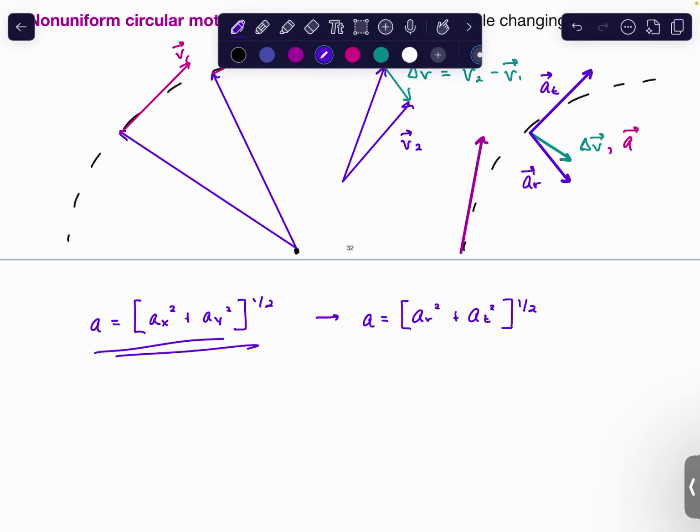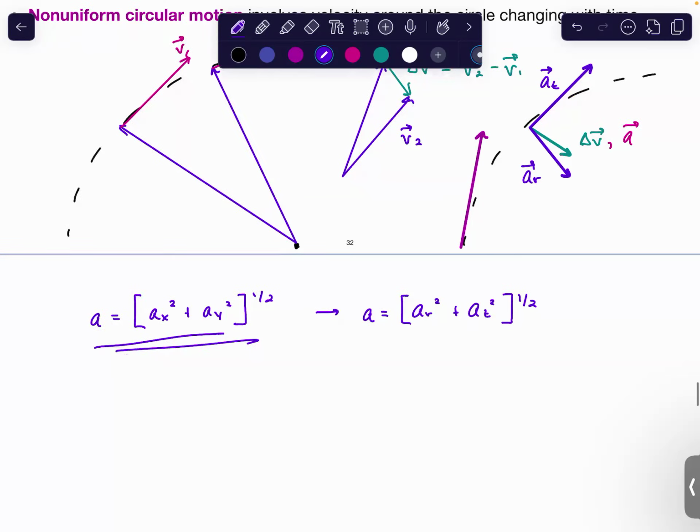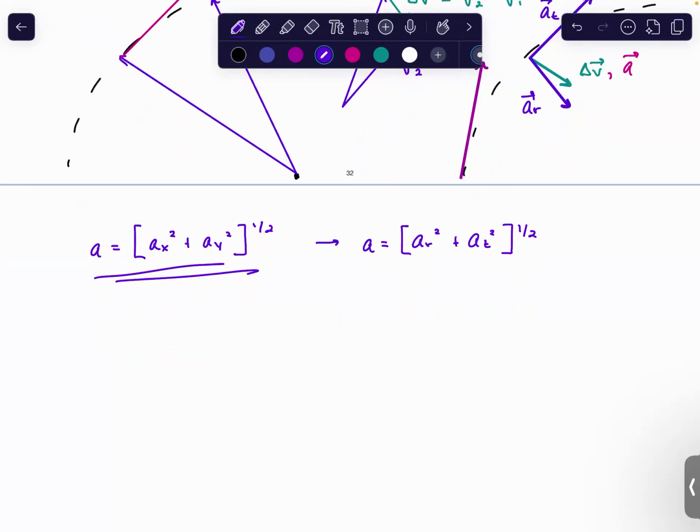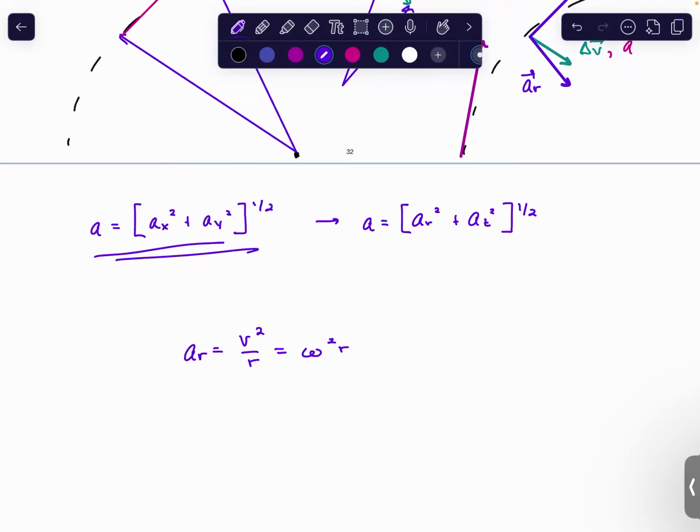There are certain things that don't change for non-uniform circular motion. We still have that definition for radial acceleration. With non-uniform circular motion, we also still have v equals rω. So these definitions are not going to change.